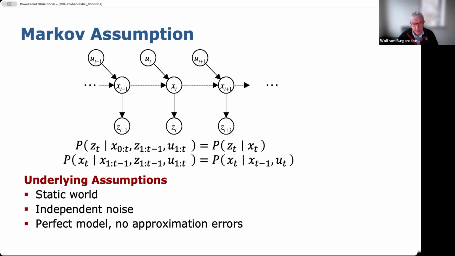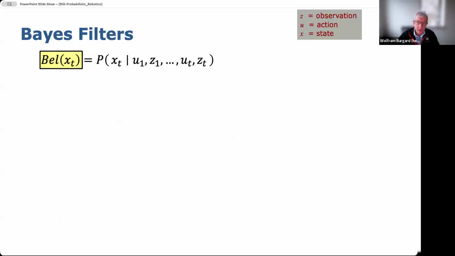Further assumptions are that the world doesn't change. The noise is independent, so the individual sensor measurements are not directly influenced by previous ones. And also that the models we have are correct and that there are no approximation errors, which is unfortunately not true in all cases, but despite these assumptions, what we are going to end up with is pretty robust, as we will see.